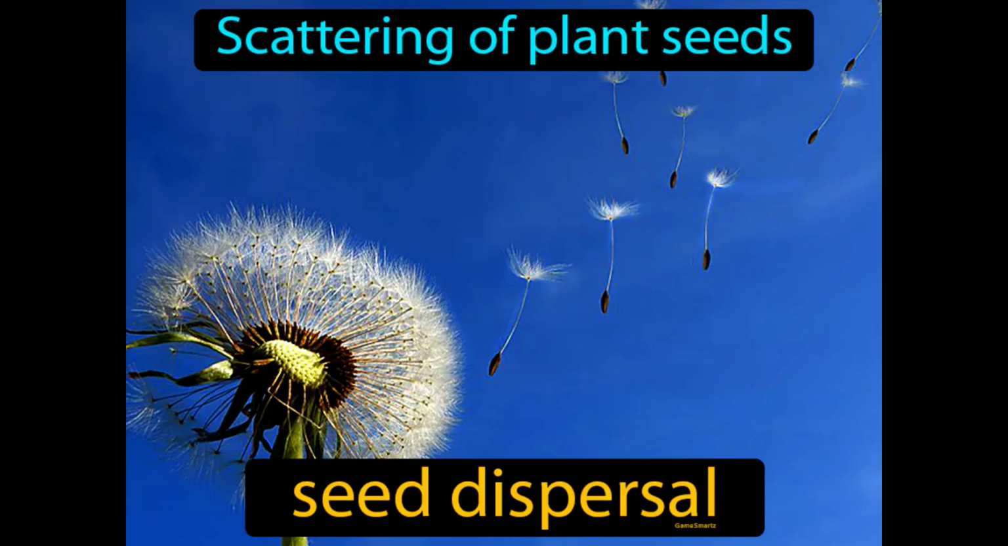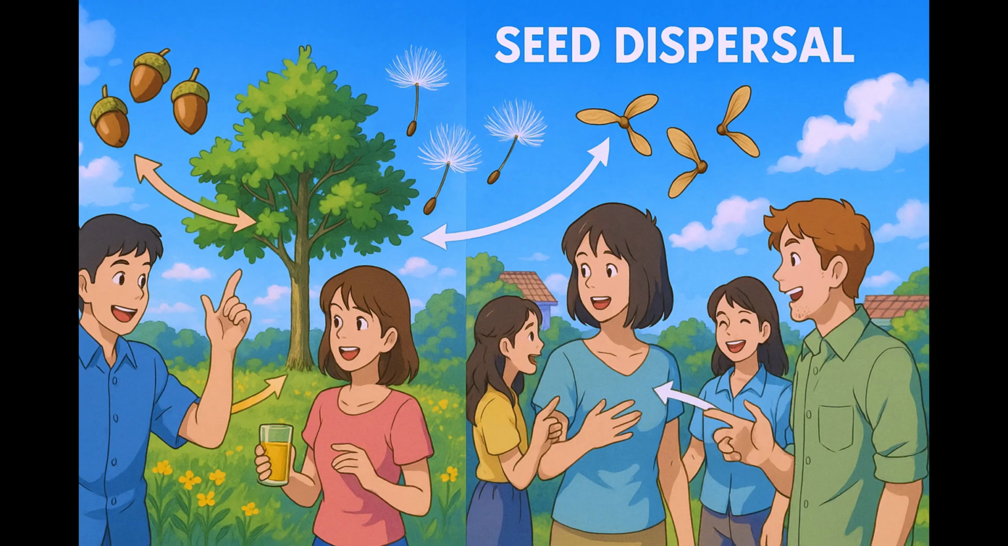The scattering of plant seeds. Seed dispersal. Seed dispersal is the process by which seeds are spread from the parent plant to new locations to grow. Imagine trying to spread rumors or news throughout a large group of people at a party. Just like you rely on telling a few people who then pass the information to others to ensure everyone hears the news, plants rely on seed dispersal to spread their seeds to new areas to ensure growth in new locations.